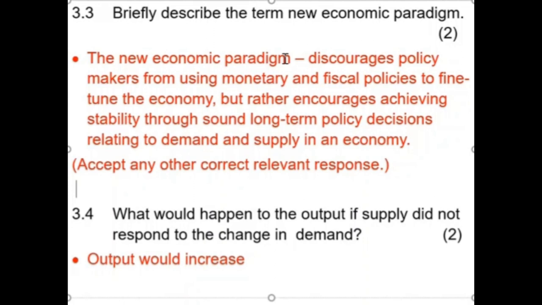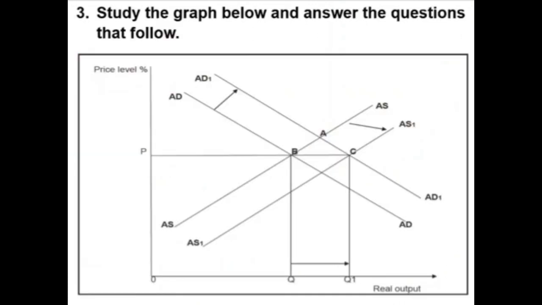That's beautiful. Okay, 3.4. What would happen to the output if supply did not respond to the change in demand? Sorry, my brain is tired now already, and being Afrikaans, I must first translate it in my mind. But what are they asking? So they are asking us, forget about this second supply curve for a moment. If only demand increased, what will happen to our output? So output would increase, no?